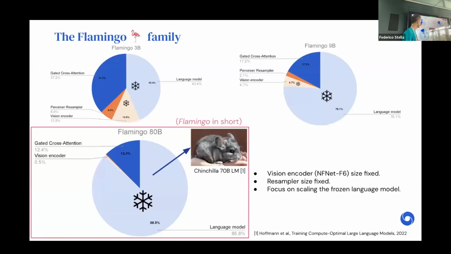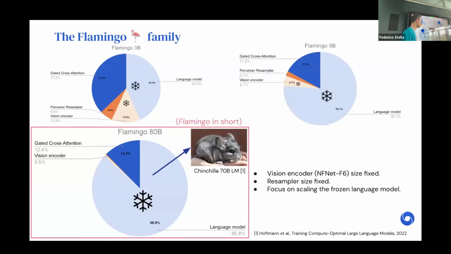And increasing to 80 billion, they have an even much bigger Chinchilla language model, 70 billion. So the extra in Flamingo in this case is 10 billion for the vision part. And as you can see, the perceiver resampler and the vision encoder do not scale with the model size. They stay exactly the same. What changes is the gated cross attention because it's repeated every transformer layer. So increasing the size of the Chinchilla model also increases the number of gated cross attentions there are.